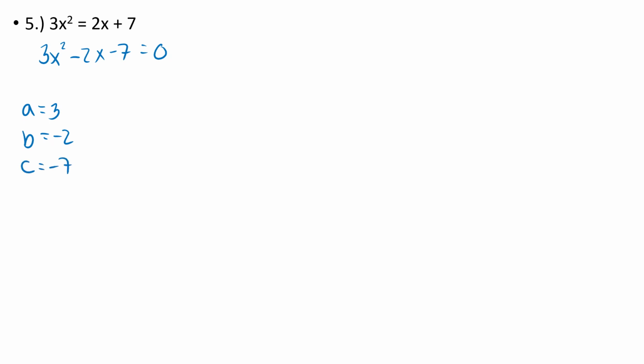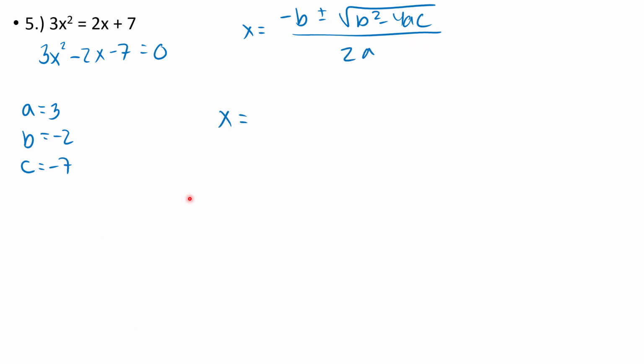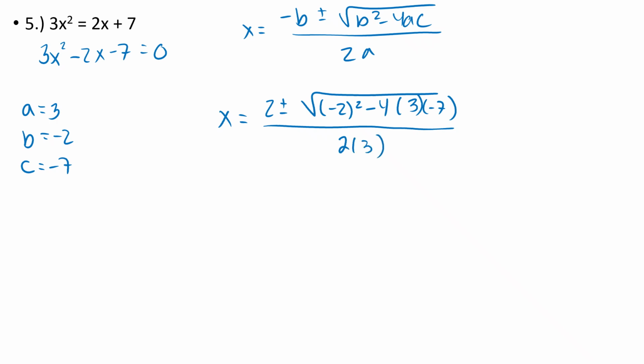And here we go. So let's go plug those in. I'm going to write down my formula. The opposite of b, plus or minus the square root of b squared minus 4ac all over 2a. The opposite of -2 is +2. Plus or minus, and here you do need those parentheses, minus 4 times 3 times -7 all over 2 times 3. And quick reminder, we've done this several times. It might be helpful to remember that that is plus a negative, so that you know that you're dealing with a -4 there. 2 plus or minus.